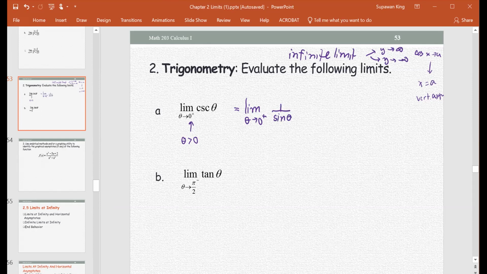Now, when you see a fraction, the thing is the denominator cannot be 0, correct? If we do the direct substitution, yes, Jonas?